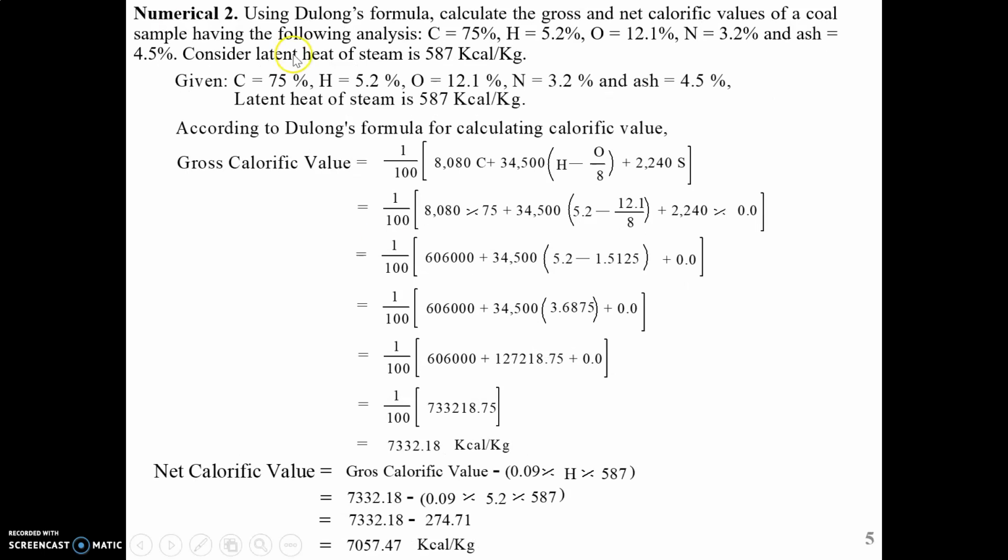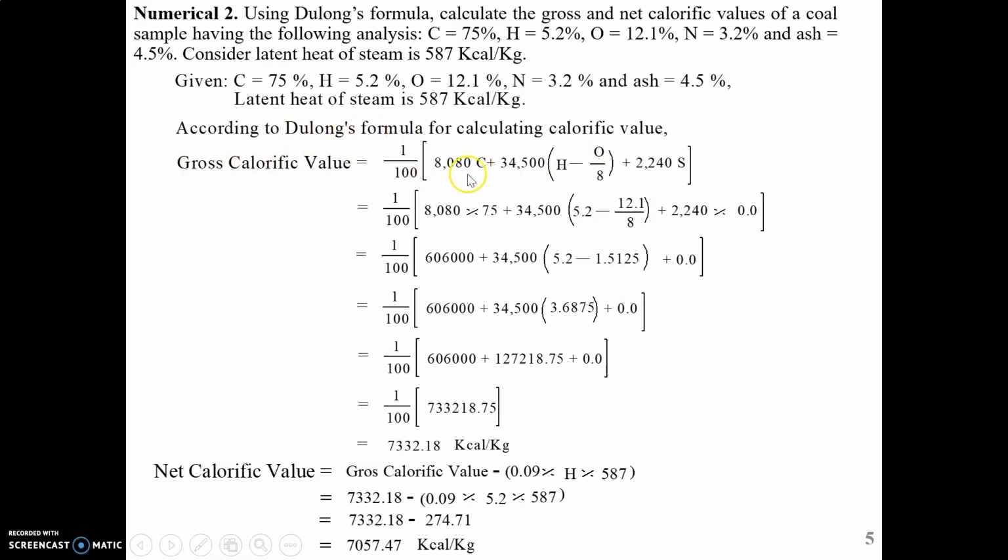In the second numerical, using Dulong's formula, calculate the gross and net calorific values of a coal sample having the following analysis: carbon 75%, hydrogen 5.2%, oxygen 12.1%, nitrogen 3.2%, ash, that is non-combustible matter, equal to 4.5%, and latent heat of steam is 587 kilocalorie per kg. Initially, we have to write down the given data. Then we have to write down the equation for gross calorific value according to Dulong's formula.